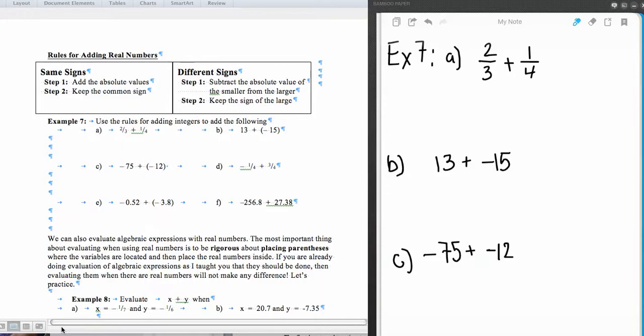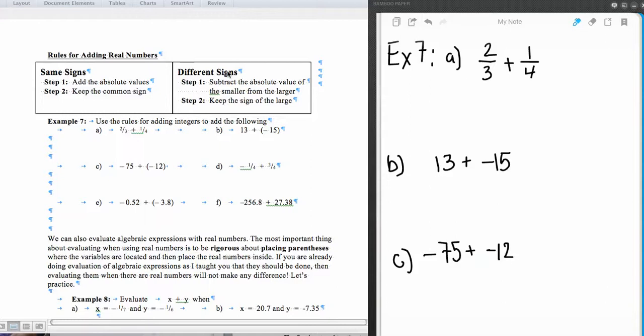This continues our lectures for section 2.3. We're using rules this time in order to add integers. Now, the rules go like this: if we have the same signs, we're going to take the absolute value of the addends and add them up and keep the common sign.